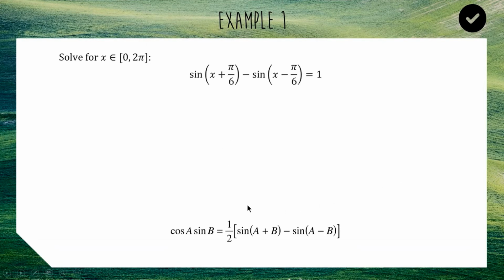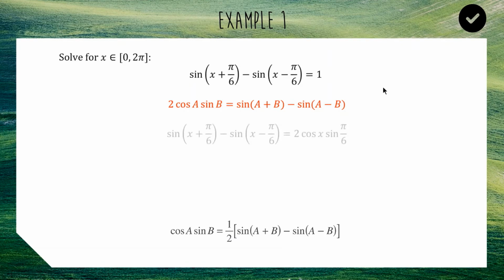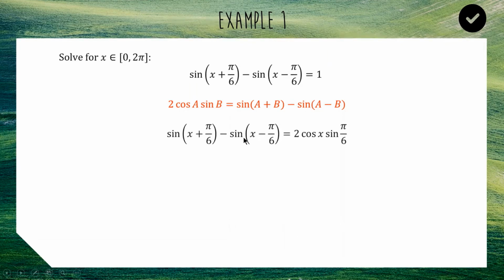We're just going to tweak this a little bit because we don't have a half out the front, as you can see. So we just need to multiply both of these by 2, and we get this. Here is how we are going to simplify the left-hand side and make less work for ourselves and solve it really quickly. We're going to write the whole thing as 2 times cos of the first angle, which is x, multiplying with sine of the second angle, which is pi on 6. So we're writing it as 2 cos x sine pi on 6.